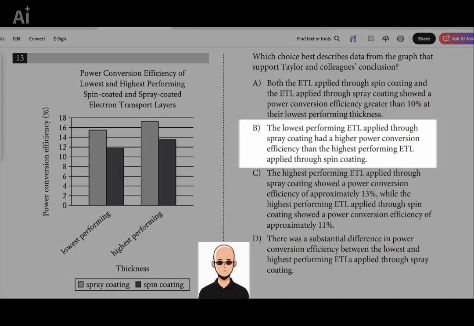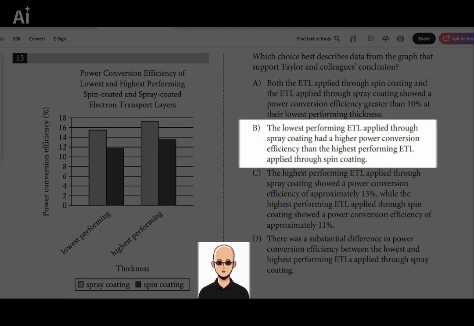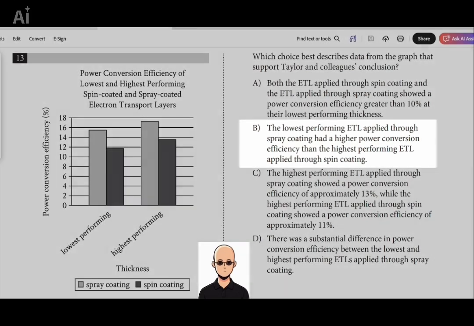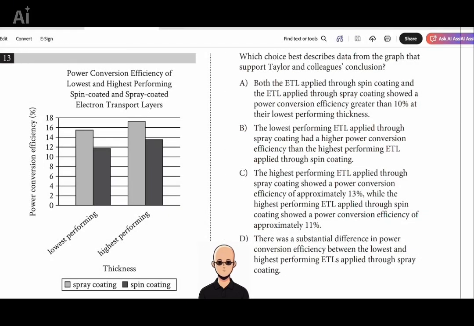The lowest performing ETL applied through spray coating had a higher power conversion efficiency than the highest performing ETL applied through spin coating. The lowest performing ETL with spray coating, the light gray graph, is 15% power conversion efficiency, while the highest performing ETL with spin coating is 13%. So choice B accurately describes the data.